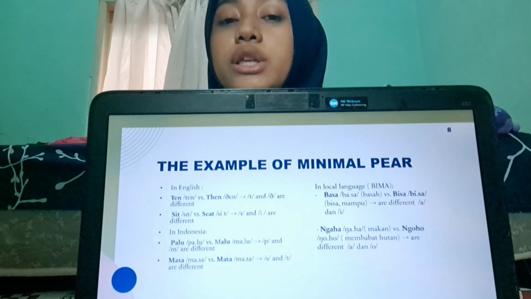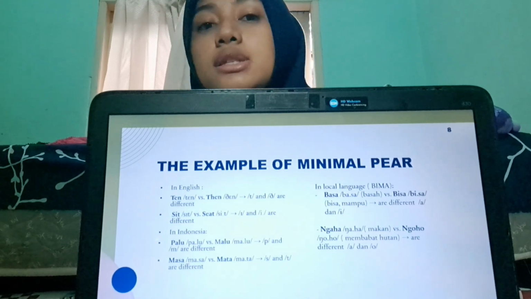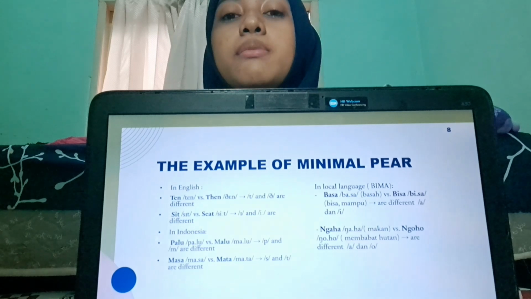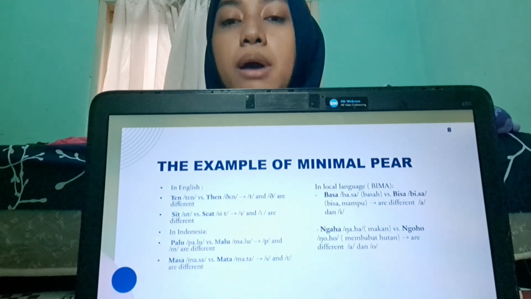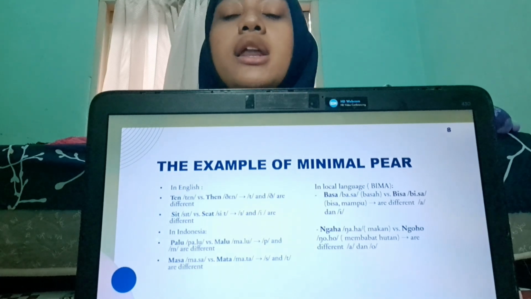Or in our local language, Bima, there is basa, meaning basah, versus bisa, meaning mampu, which differ in A and I. Or ngaha, meaning makan, and ngoho, meaning membabat hutan, which differ in A and O.